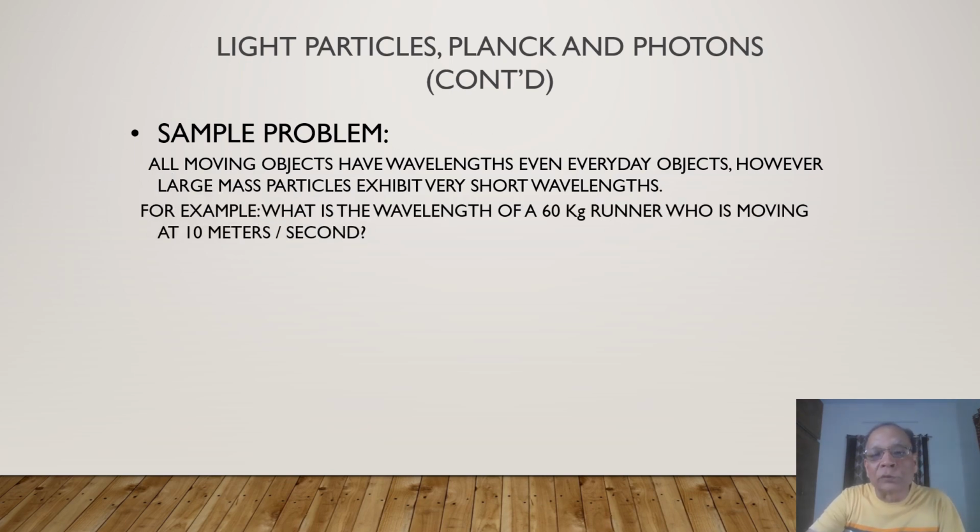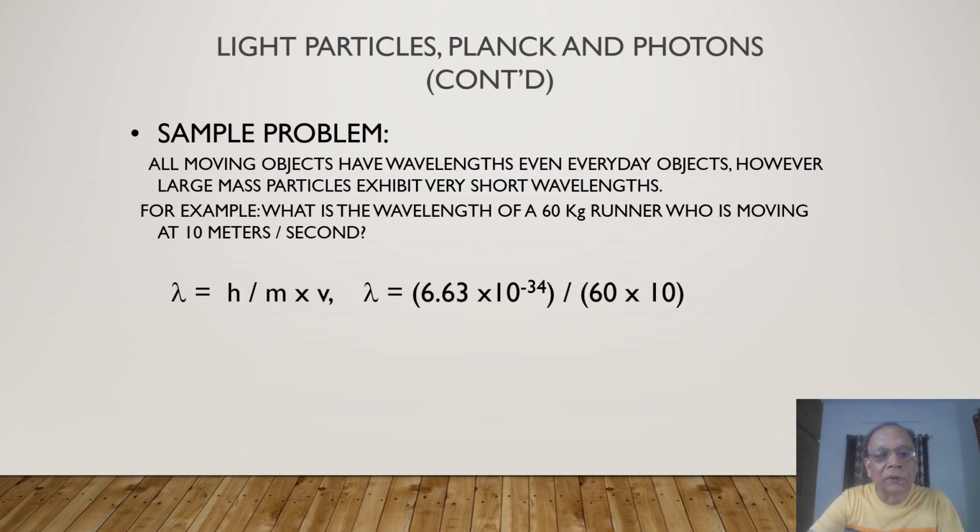For example, what is the wavelength of a 60 kg runner who is moving at 10 meters per second? So let us apply the equation and find out. The wavelength lambda is equal to h divided by m into v. Lambda is equal to h. The value of h is 6.63 into 10 to the power minus 34. We haven't taken into account the units here. Divided by 60, which is m. The value of m is 60, and 10 meters per second is the velocity. So that is momentum. And it comes to 1.11 into 10 to the power minus 36 meters.